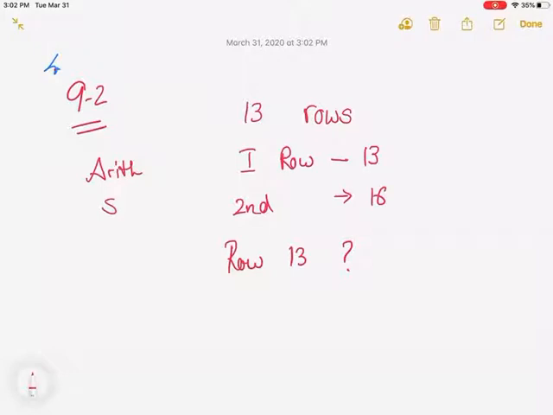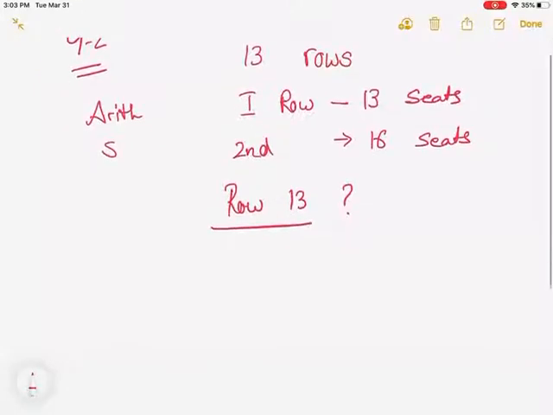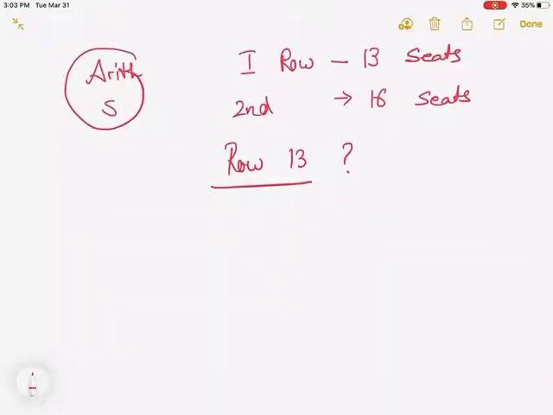All right. So this is what I have. It's an arena. We have 13 rows in total. First row has 13 seats in there. Second one 16, and my question for you guys is to solve for number of seats in the 13th row. How do we do it? Also, we know it's an arithmetic sequence. Let's try setting this up.